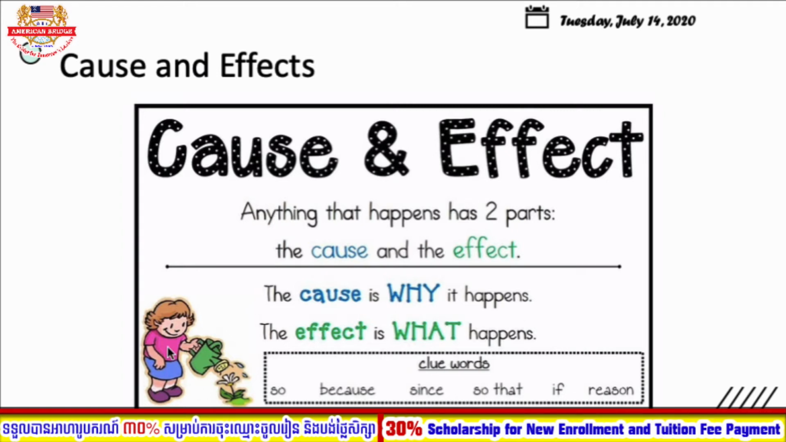Now let's look at the picture, which is an example of cause and effect. So what is the girl doing? She is watering the flower. So watering the flower here is the cause. And what is the result of watering the flower? What is the result of her action? The flower can live longer. The flower can have very beautiful blooms. So these are the effects caused by her action, which is watering the flowers.